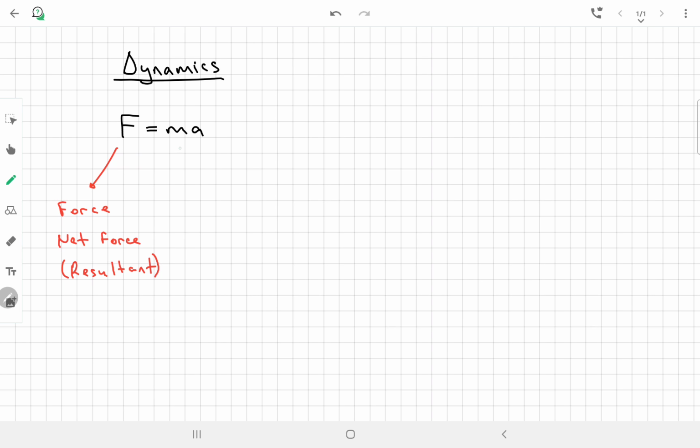For example, m is mass, a is acceleration. As you see, it's a very small equation, but it's a very important equation. So basically we will learn how to use this equation. Before using this equation, let me shortly explain forces.